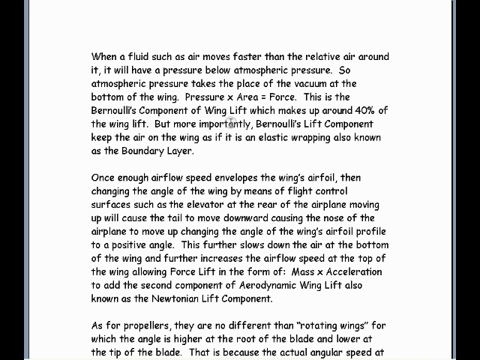Bernoulli is getting force through pressure, and the Newtonian is getting force by acceleration of mass air.